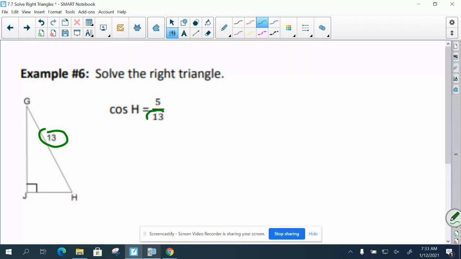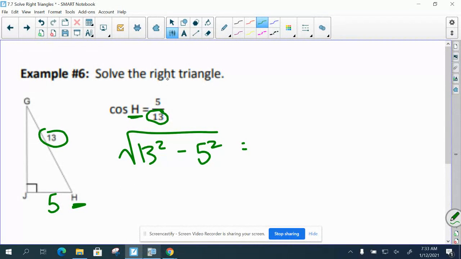So this number represents the hypotenuse because adjacent over hypotenuse. So therefore, you know that the adjacent side to angle H is 5. So you can say this is 5. And then to get GJ, you could do Pythagorean Theorem. So a little trick for Pythagorean Theorem, if you know the hypotenuse and you're trying to find a leg, you could do the square root of the hypotenuse squared minus the other leg squared.